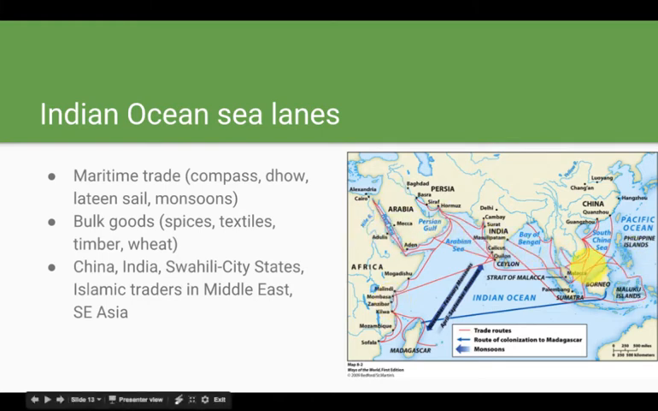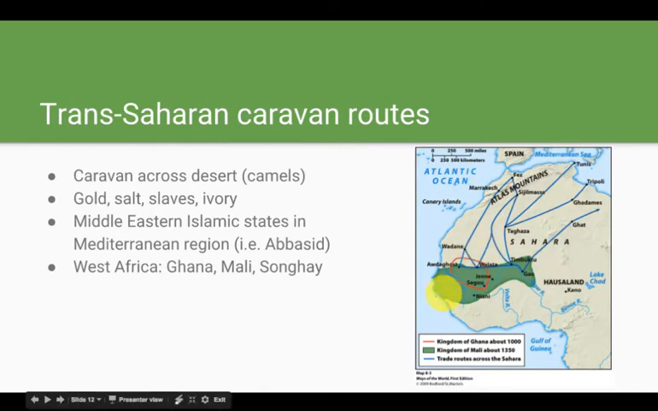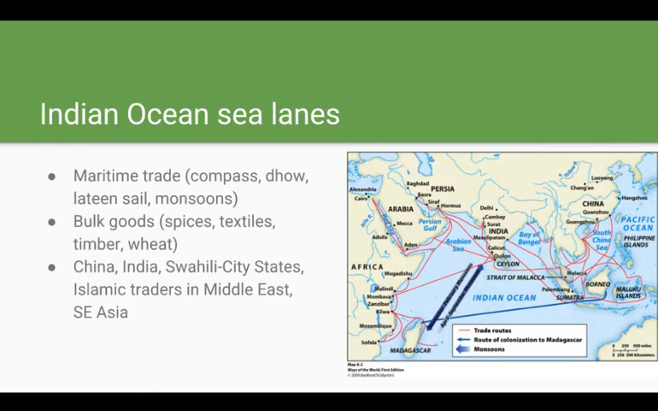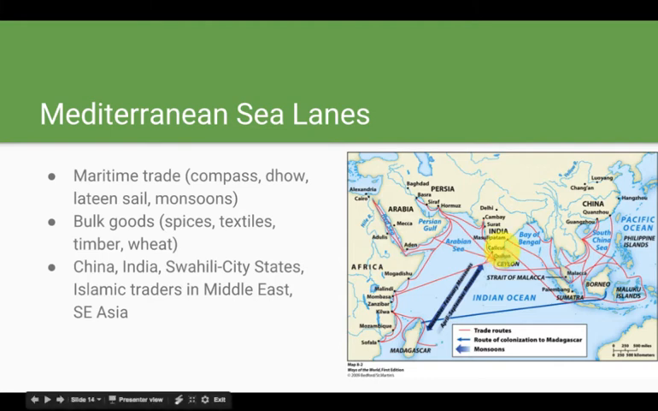Make sure you're not confusing the Swahili city-states and the East African societies, which facilitated Indian Ocean trade, with the West African societies that facilitated Trans-Saharan trade. They're separate trade routes, so the West African societies never connect directly with the Indian Ocean trade. The Mediterranean sea lanes really are a connection from these same 2 trade networks. And so we have many of the same guys involved with the Mediterranean.